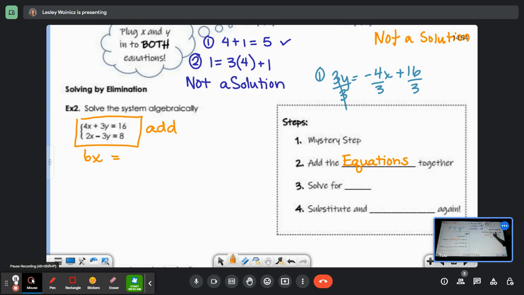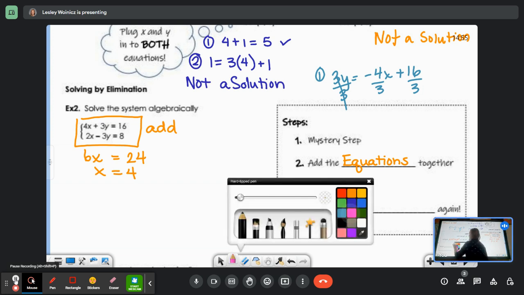Boom. 16 plus 8 is 24. Can you divide by 6 in your heads? X is 4. Okay, so we solved for x. Now we just have to substitute and solve again.